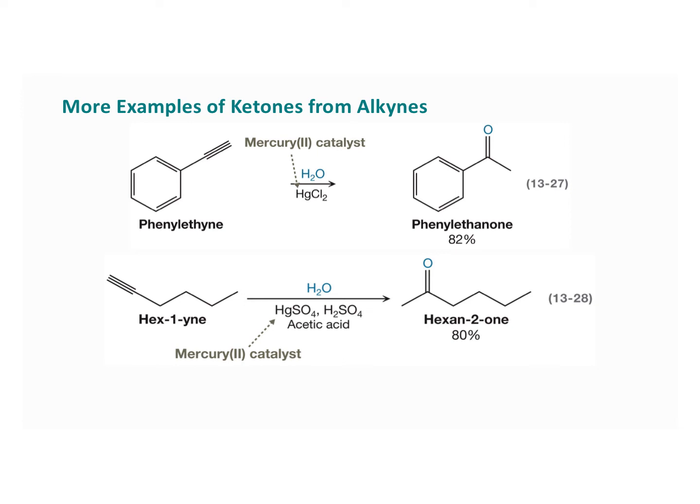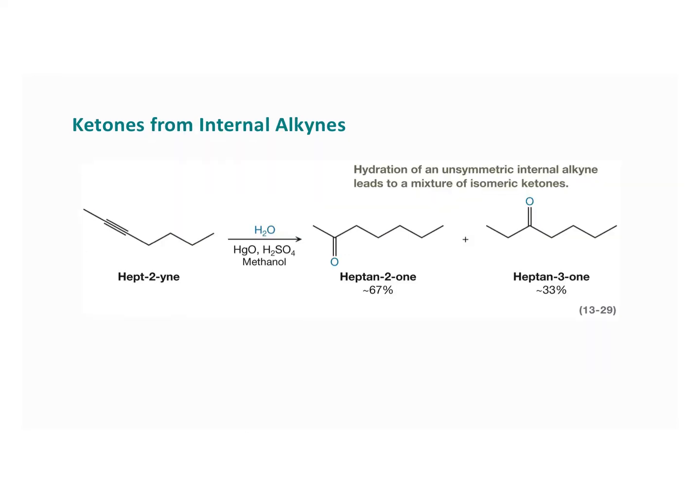Now, internal alkynes can also be converted to ketones. We've been looking at external alkynes here, terminal alkynes. But internal alkynes can also be converted to ketones. Now, the problem is that unless the alkyne is symmetric, you get a mixture of isomeric ketones being produced. So you'll get a mixture here.